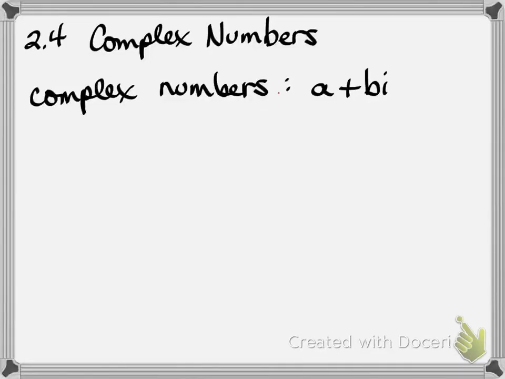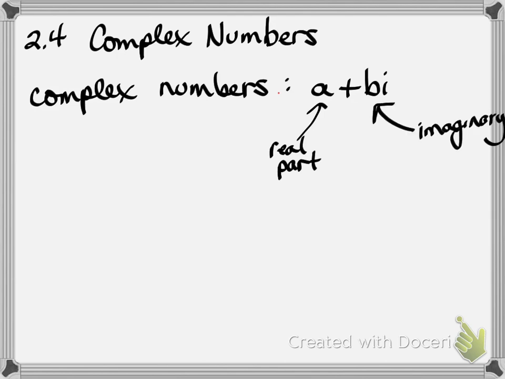Today we're going to talk about complex numbers. Complex numbers are in the form of a plus bi. So they have a real part and they have an imaginary part. And when you put the two pieces together, you get a complex number. And this is standard form, a plus bi.